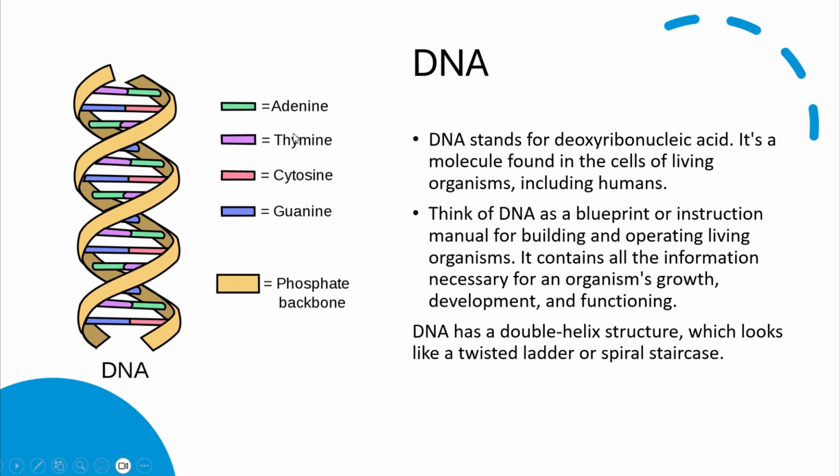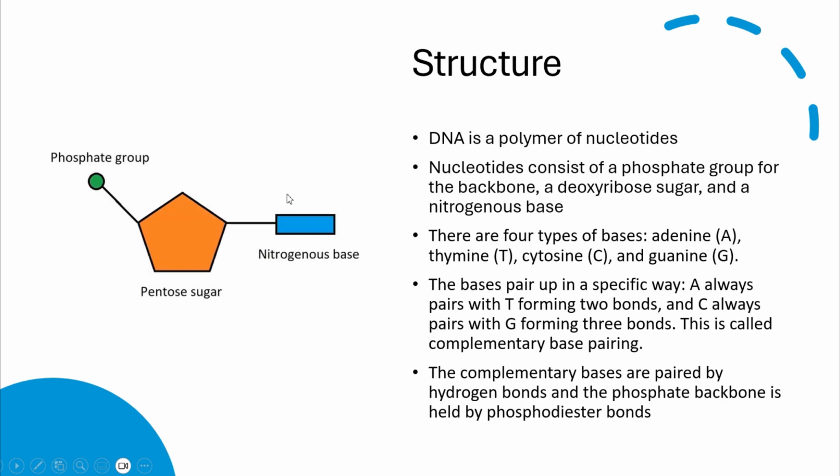So listen, DNA is made of some bases. The bases DNA is made of are A, T, C, G: adenine, thymine, cytosine, and guanine. And it's held together by a phosphate backbone. So we're going to talk about that. Let's talk about these bases, or nucleotides.